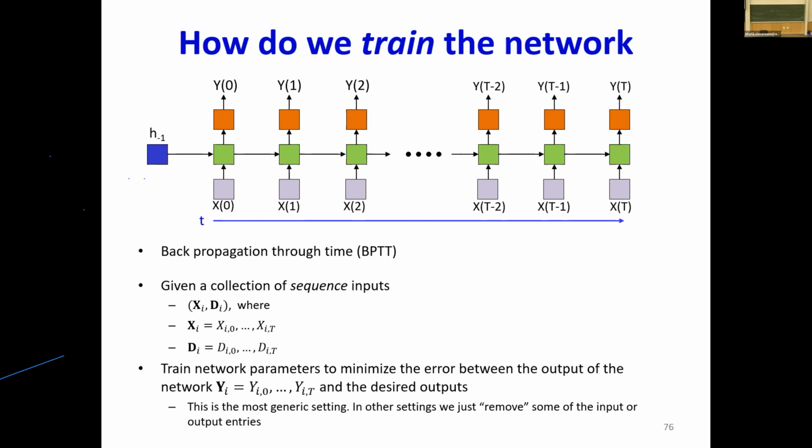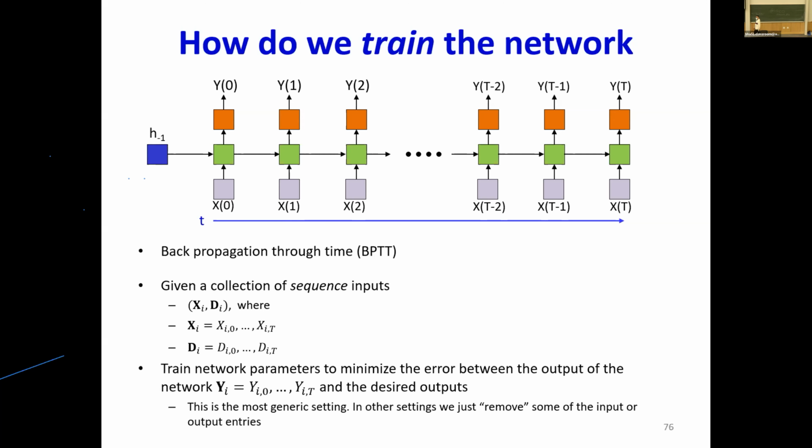And so your training data are going to consist of two sequences. Each training instance has an input sequence X and a target output sequence D. So the input sequence represents the entire sequence of inputs. The target output sequence represents the entire sequence of outputs that you want the network to produce in response to the sequence of inputs.